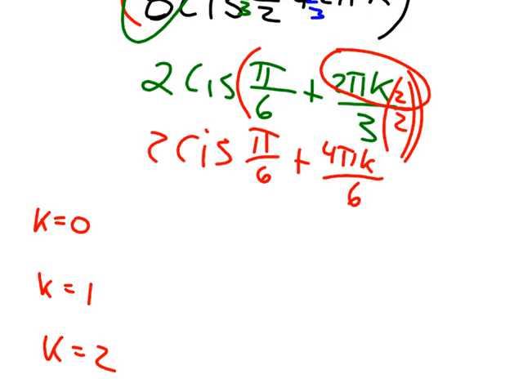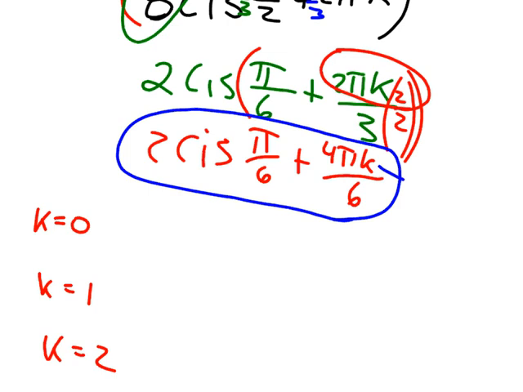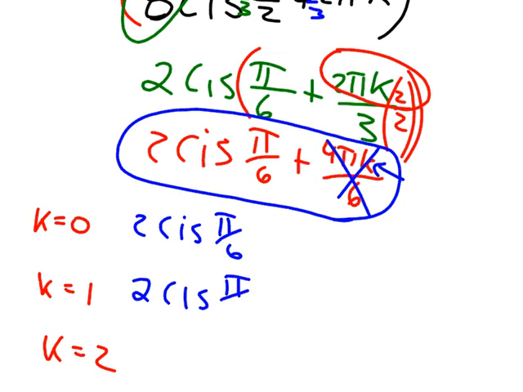Well, if k equals 0, I just have this whole thing except the k equals 0 means this whole part's going to cancel off, so it's gone. So I have 2 cis pi over 6. Done. When k equals 1, I have 2 cis pi over 6 plus 4 pi times 1 over 6, which if I simplify it down is 2 cis, and this is 1 pi over 6, makes 5 pi over 6.